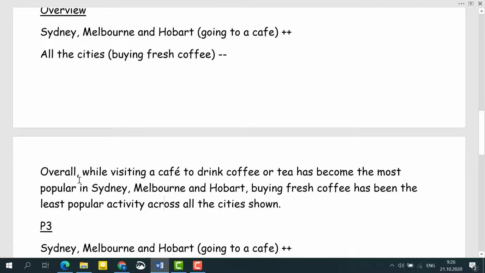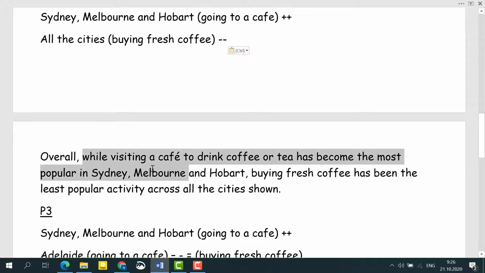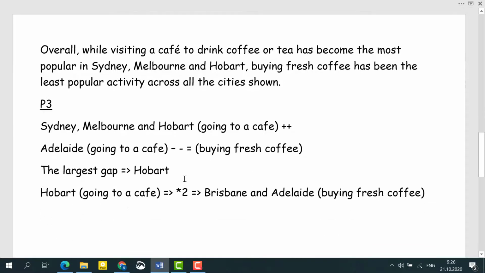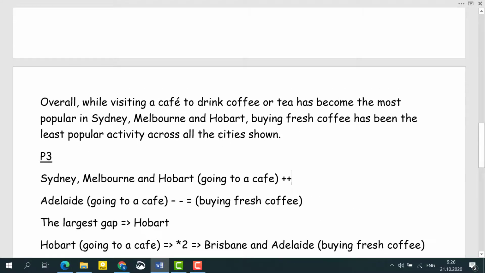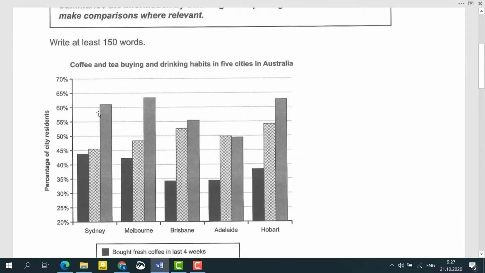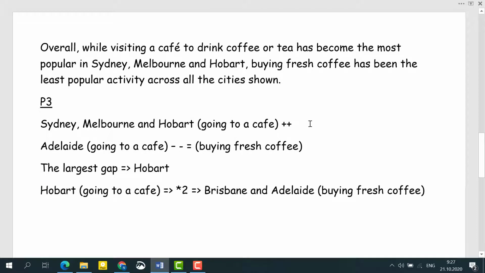Okay, so once again, we have used only one sentence, and we have used a complex sentence using while, and then we have indicated major trends without showing any percentages, and that's exactly what the examiner wants us to do. Okay, now let's just focus on the next paragraph. So here we have to focus on Sydney, Melbourne, and Hobart. Okay, going to a cafe. Okay, and then the largest percentages. Now, how can we do that? Okay, let me show you.